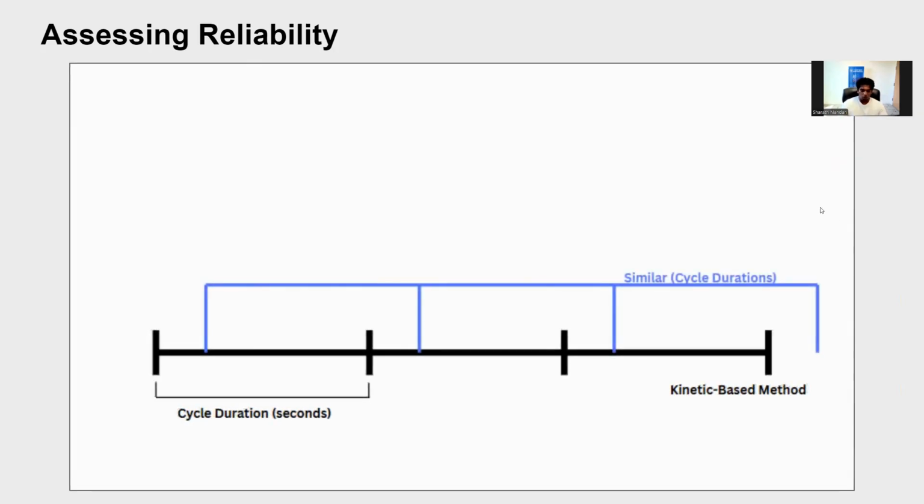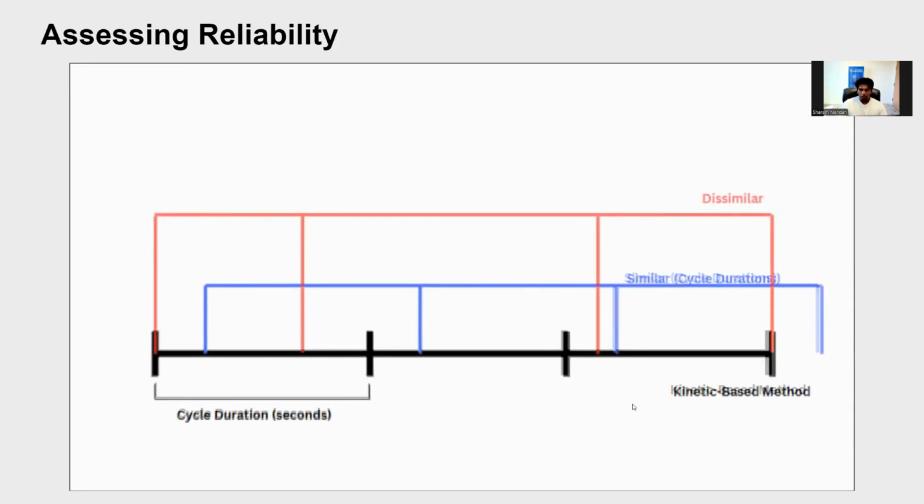Now, if we move along, we can see that this blue line represents a method that would be considered statistically similar to the baseline. The cycle durations seem to be around the same length, as you can see, but the actual placement of the events has been shifted. We can attribute this to the possibility that the method is structuring using a different event than the kinetic-based methods.